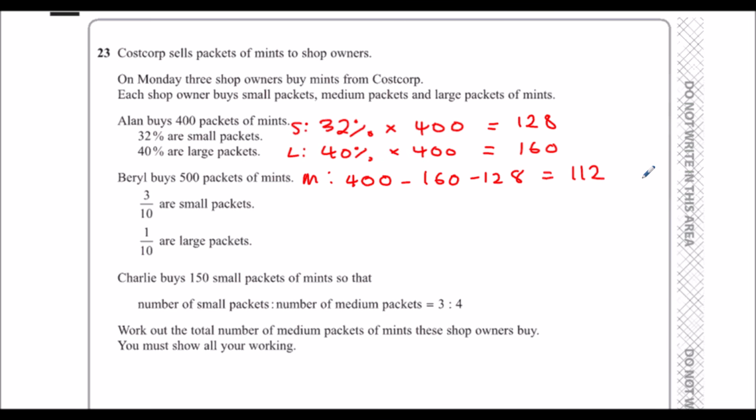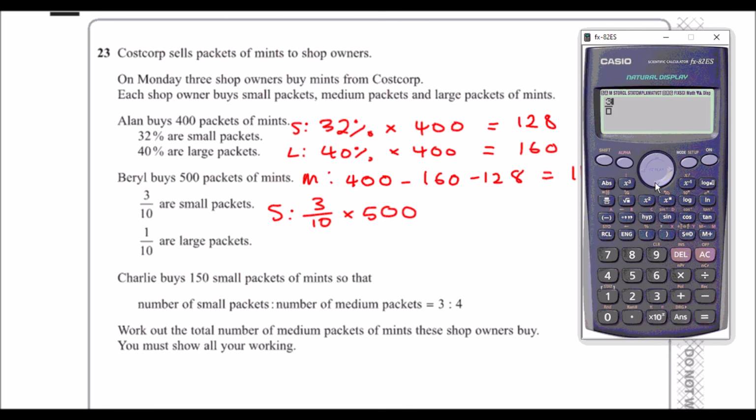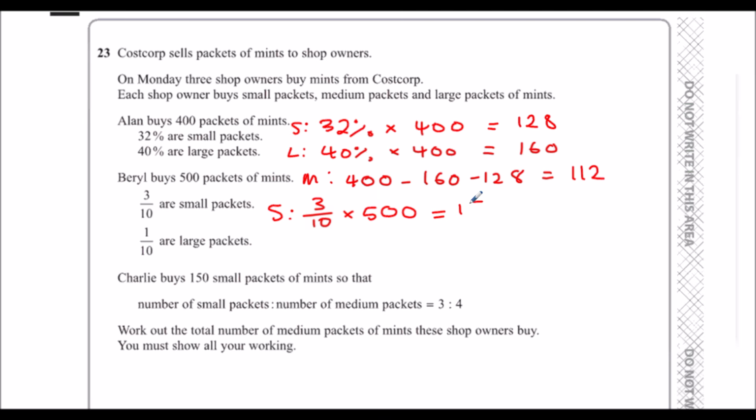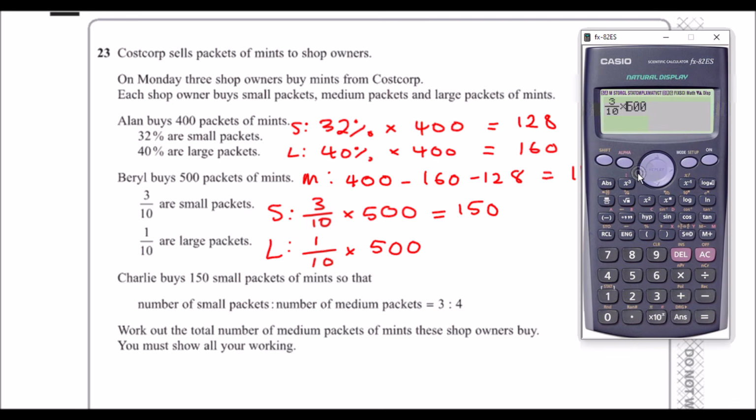Beryl buys 500 packets of mints, 3/10 of small packets. So for small, we've got 3/10 of 500, which is 150. 1/10 are large, so 1/10 of 500, which is 50.